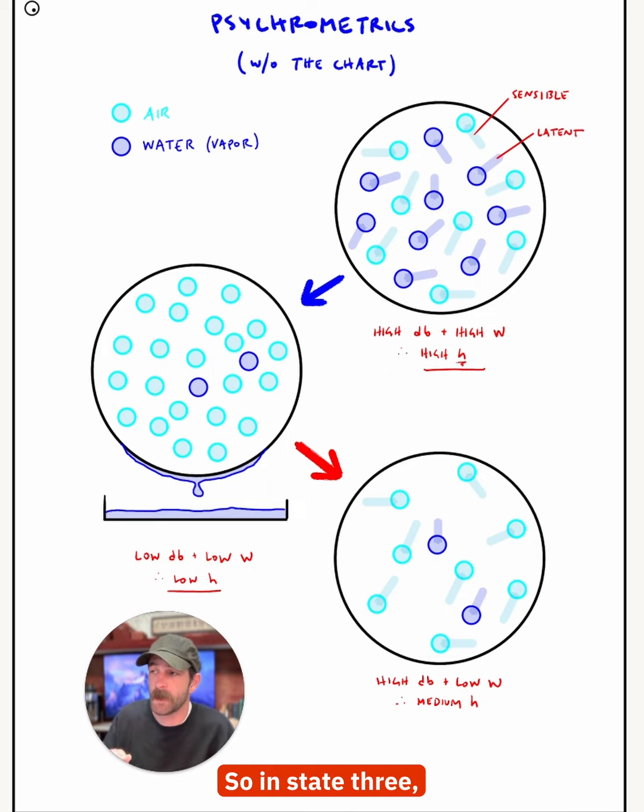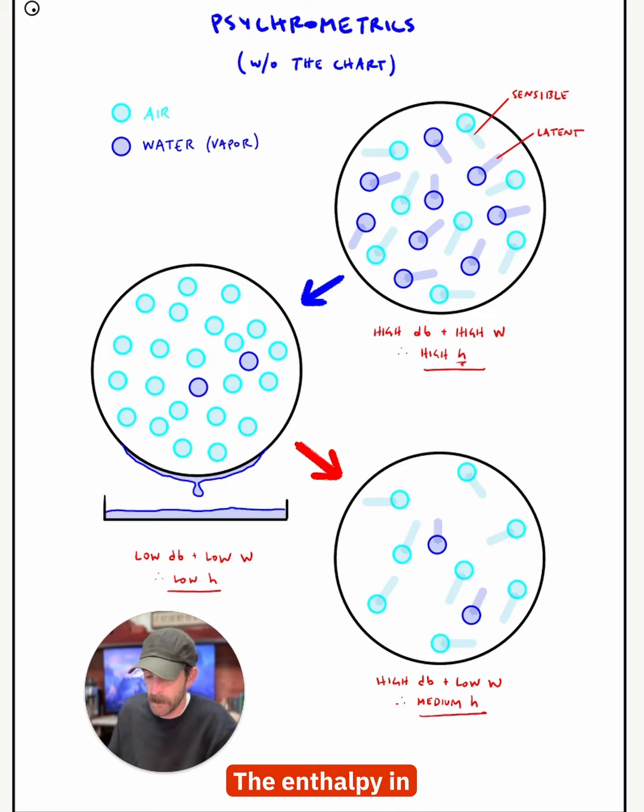So in state 3, you have high temperature air particles, high energy, high sensible, but you have less water vapor, fewer water particles. So here we've got high sensible, high dB, but a lower humidity ratio, which means we've got medium enthalpy. The enthalpy in state 3 is going to be higher than state 2, but it's going to be lower than our original state here.